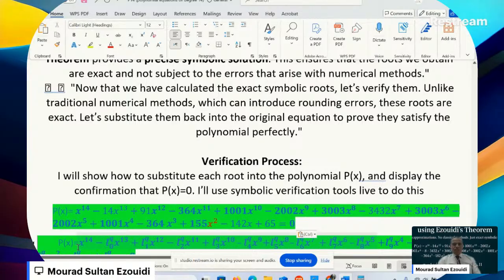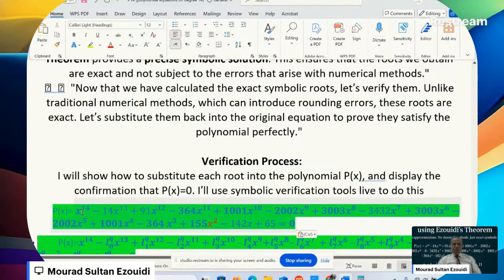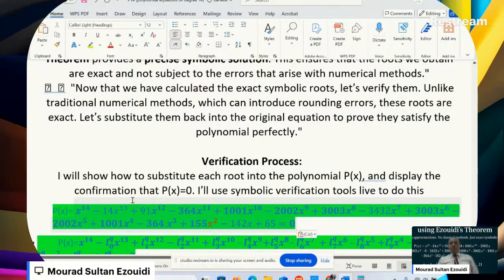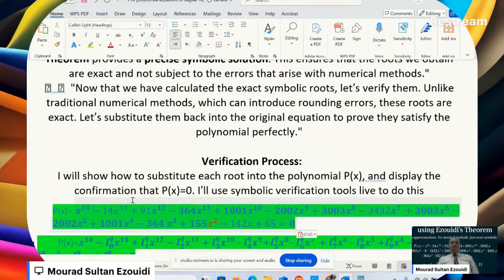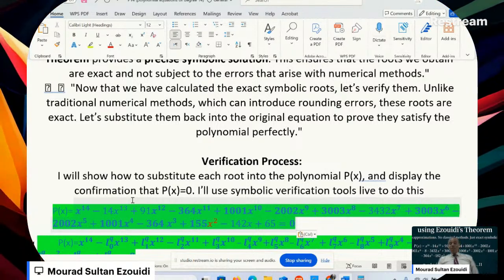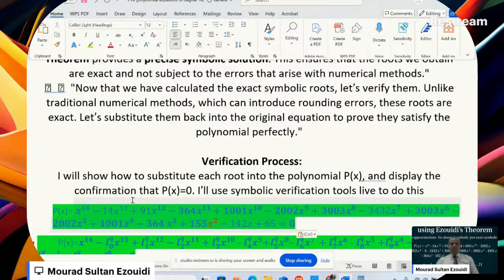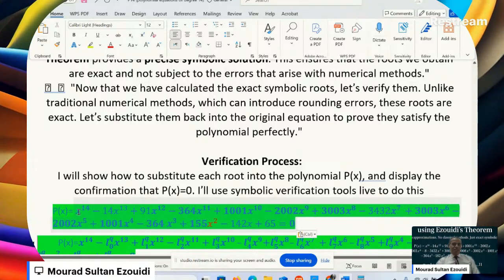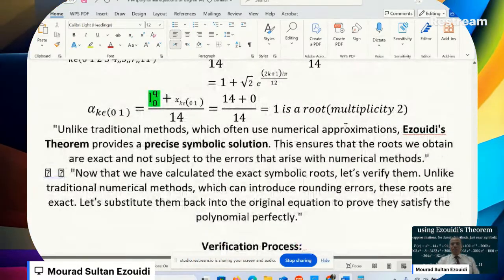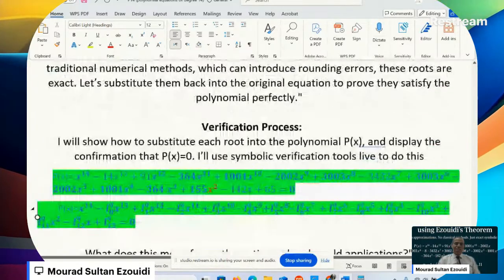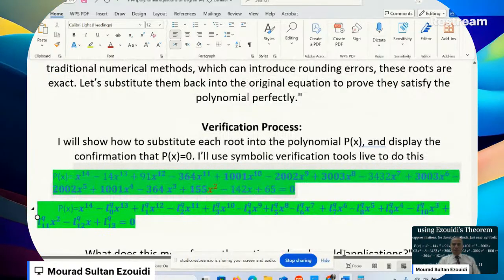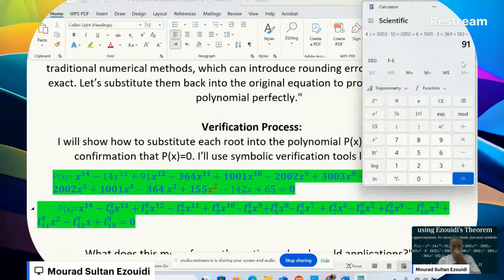Now, professors, x is equal to 1, as we talked about before. In the verification process, I will show you how to substitute each root into the polynomial P of x and display the confirmation that P of x equals 0. We will use symbolic verification tools live to do that. Here, professors, no need to change x with 1. It's clear that here we have x equal 1, root multiplicity 2. I will just make the addition: 1 minus 14 plus 91 minus. I will use the calculator in front of you and calculate this.